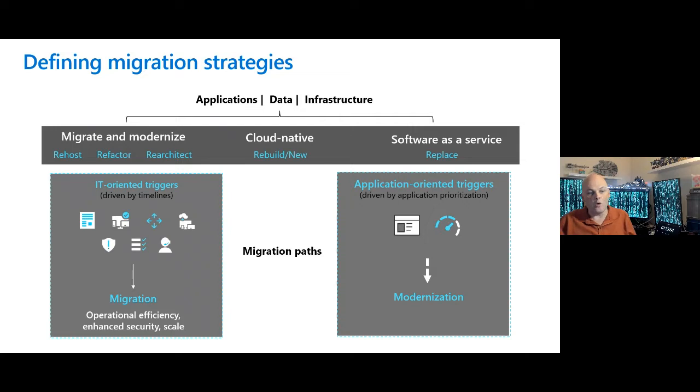Or you've got application-oriented triggers, and that might be, as we talked about, we might have an end of support, or it might be that you've got an on-prem version of an app, and you take that on-prem version of an app and then you migrate to a software as a service version of an app. Can you think of some examples of that, Sonia?